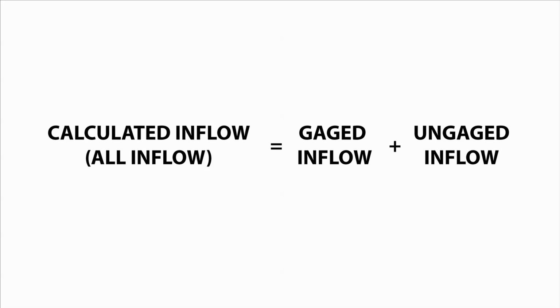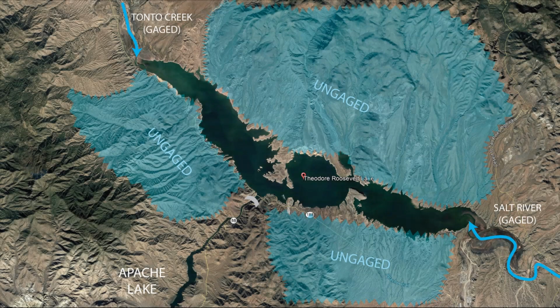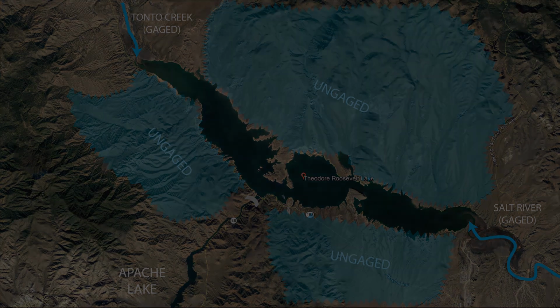Calculated inflow provides the sum of all inflows into a reservoir, including gauged inflows and ungauged inflows. Gauged inflows are measured at river gauges built on major rivers or tributaries. A map of Roosevelt Lake shows gauged inflows at Tonto Creek and the Salt River. Every other water flow into Roosevelt Lake is an ungauged flow.